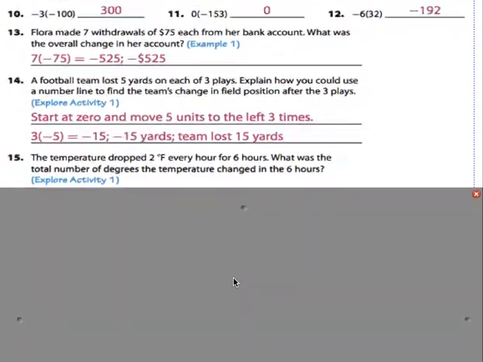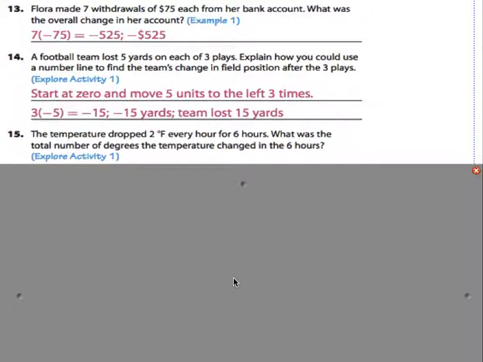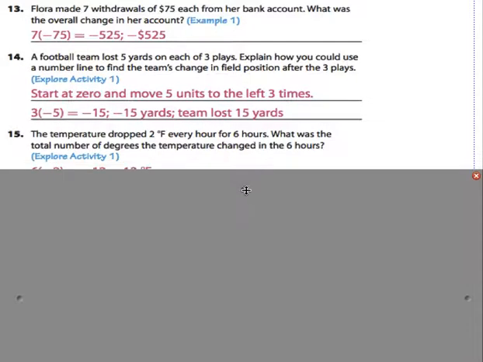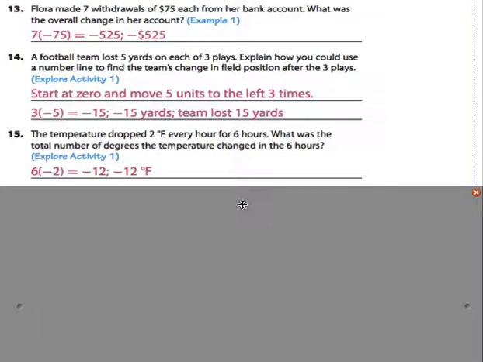Number 15, the temperature dropped 2 degrees Fahrenheit every hour for 6 hours. What was the total number of degrees the temperature changed in 6 hours? So you need to set up 6 times negative 2 equals negative 12. So it dropped 12 degrees Fahrenheit.